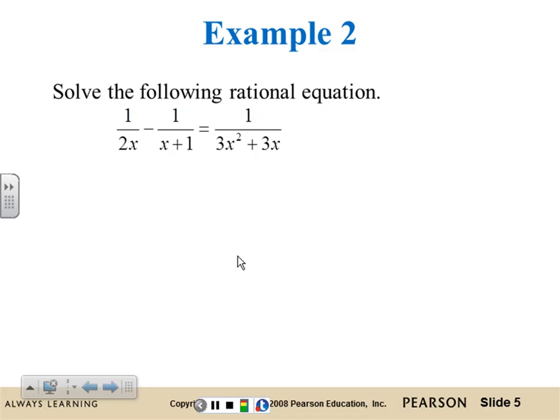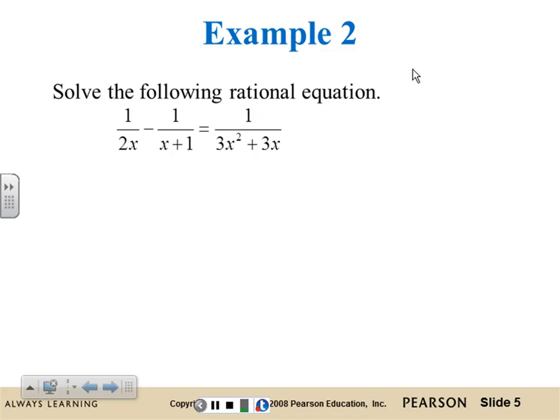Alright, so here we have an equation, and this equation has fractions in it. So what we need to do is multiply through by the least common denominator. We have a denominator of 2x, which is prime. We have a denominator of x plus 1, which is prime. And we have a denominator of 3x squared plus 3x, which is not prime, which means it will factor.